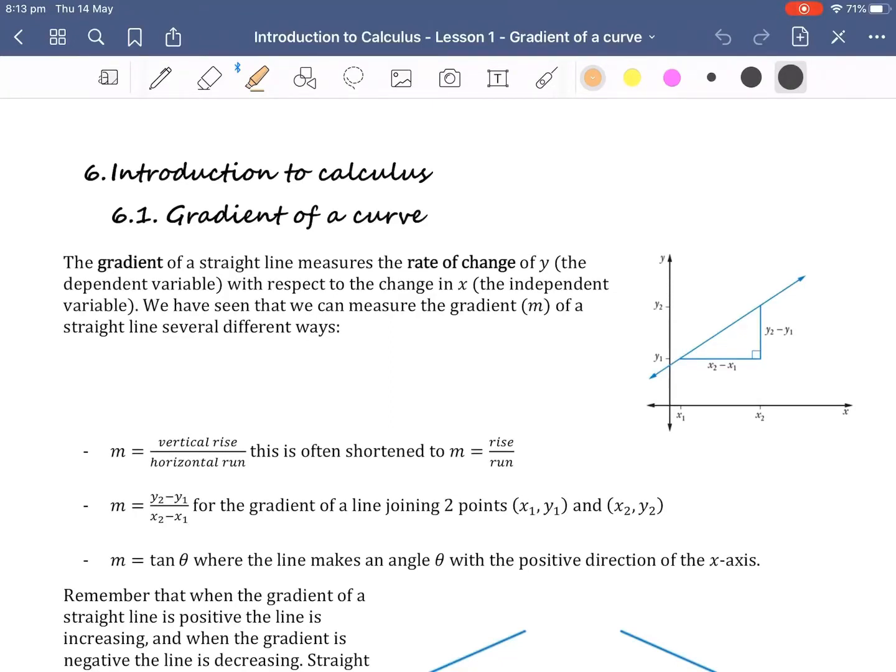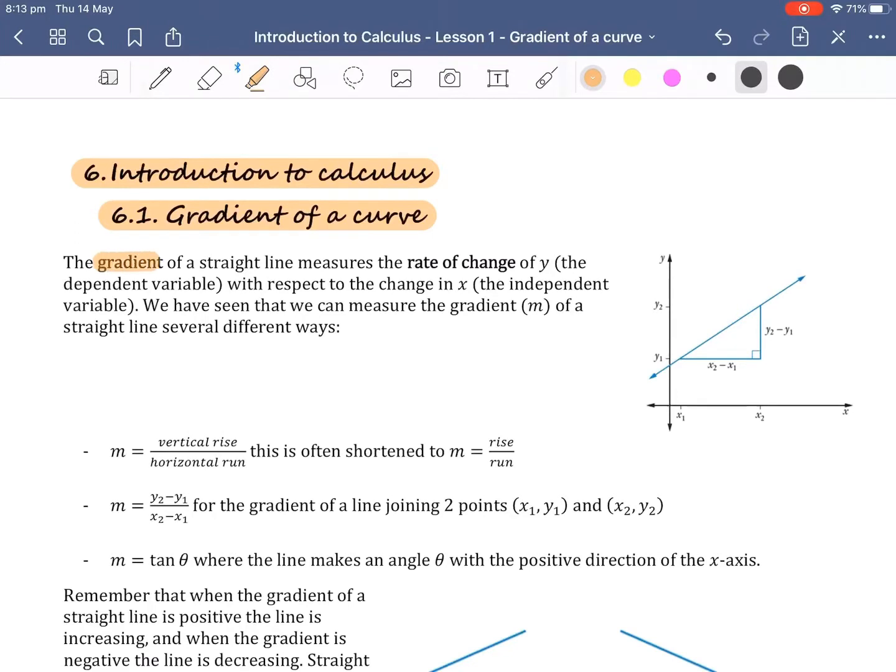Today we're starting the new topic of Introduction to Calculus. We're starting off the topic by reading through the terminology page, which is on the first page of the chapter, which I recommend you read as this is a new topic, to make sure that you are familiar with the new terms. So we're going to look at the gradient of a curve today.